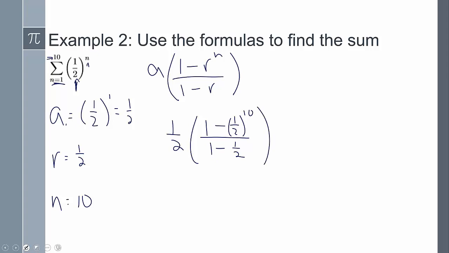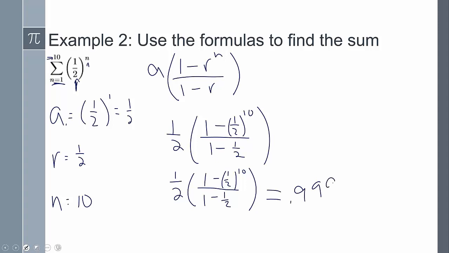This is going to take a lot of cleaning up, and we have to be careful. If you have one of those special calculators that can separate and create fractions, great. Lucky you. If you don't, we have to be a little bit careful here, because if we're not careful, it's going to mess us up. So what I got, entering this into my calculator, was 0.999, or depending on what kind of calculator you have, 1023 over 1024. Both of those are going to be correct answers.